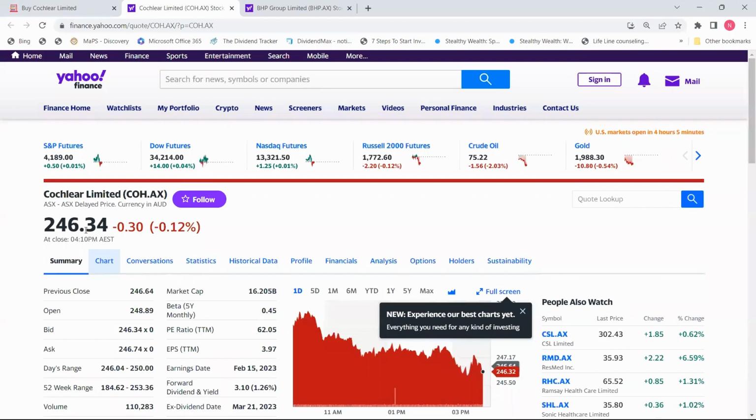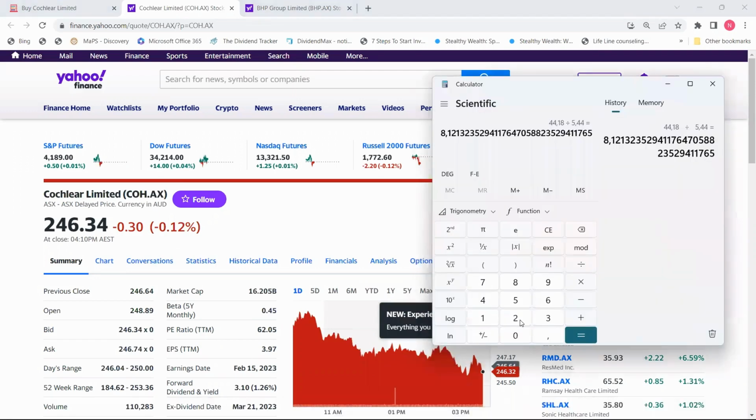So Cochlear's share price is $246.34. That's the price of one share of Cochlear. Look at the earnings per share. This is the profit per share, and it's only $3.92. So what does it mean? You say $246, which is the share price, divided by the profits. So you divide it by $3.97 and you get 62. So what that's saying is that the share price of Cochlear is 62 times higher than the profits that the share brings to the company.